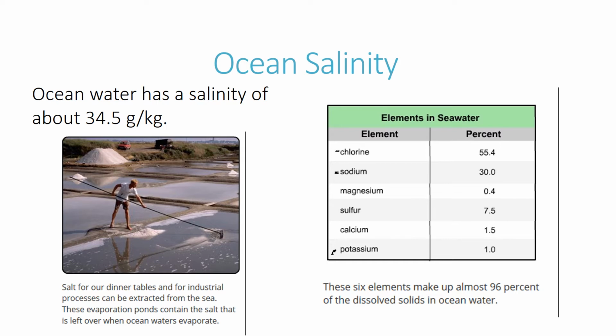But salt, or chlorine and sodium, are not the only elements found in ocean water. You also see these: magnesium, sulfur, calcium, and potassium. So ocean water has a salinity of about 34.5 grams. If you look at the picture here, you can see where they're actually extracting the salt from the sea. This evaporation will happen, and when the water evaporates, it leaves the salt behind.